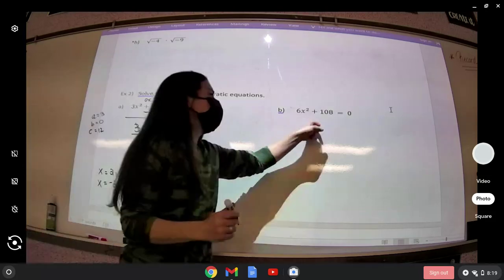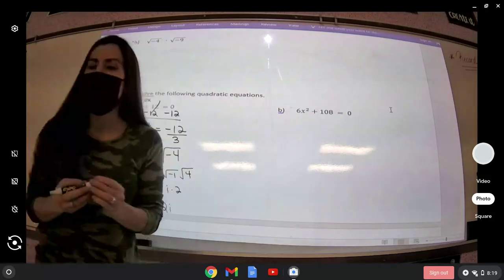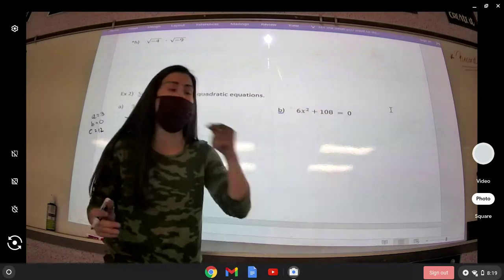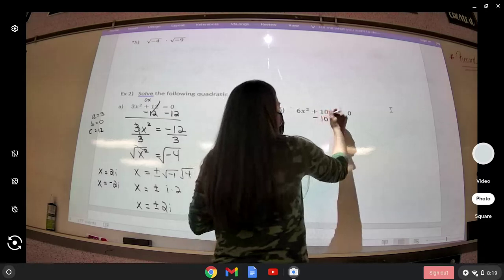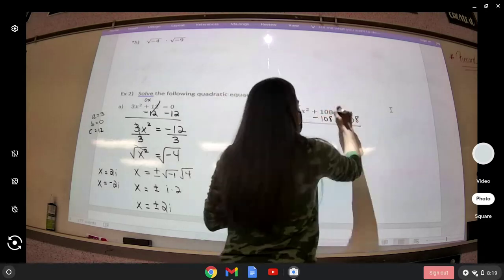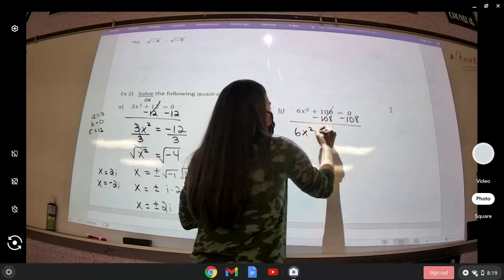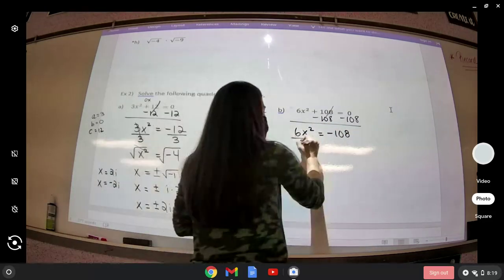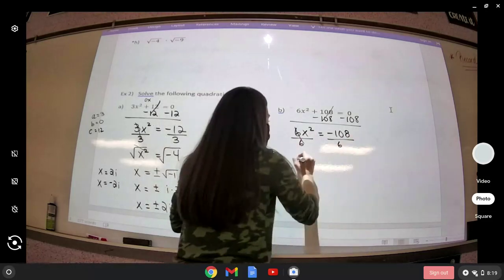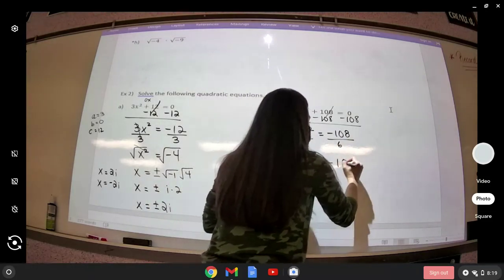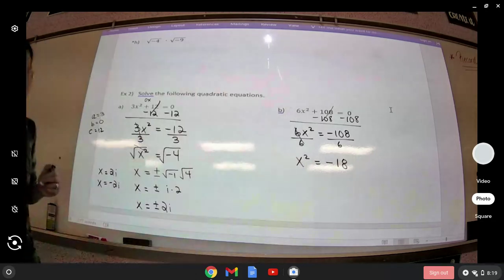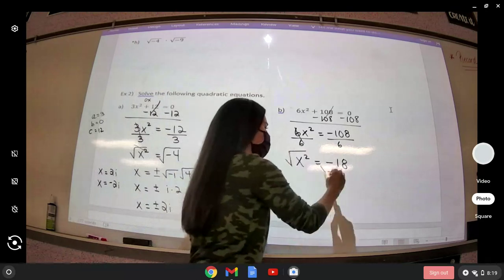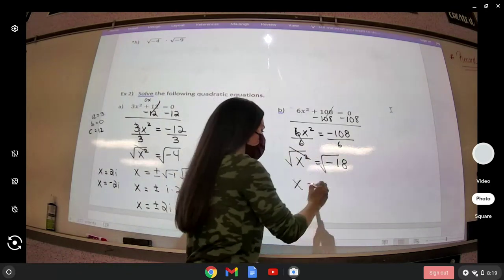All right, last one. Let's say we had to solve this quadratic equation. Again, it's another one of those quadratics that doesn't have an x term, so I know I can use square roots. So I'm going to minus the 108 to the other side, get x squared by itself. Divide both sides by 6. And x squared ends up equaling negative 18. So now when I solve, I'm going to take the square root of both sides. That'll cancel. X will equal.